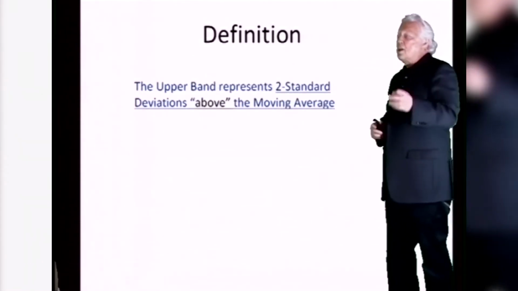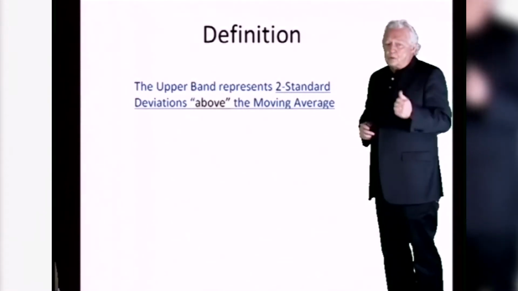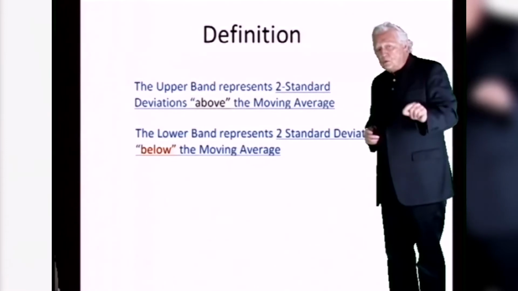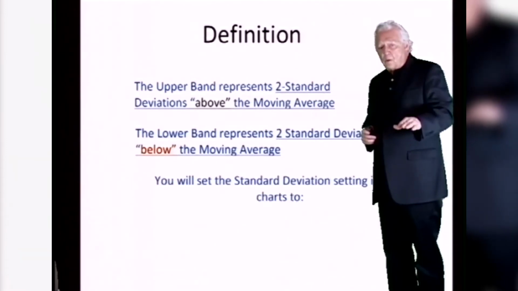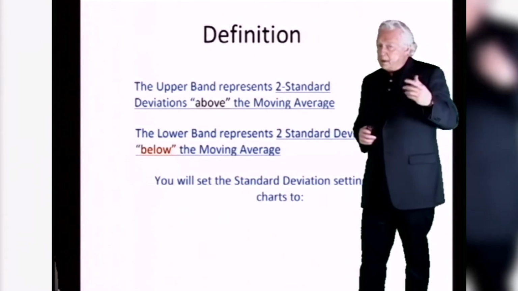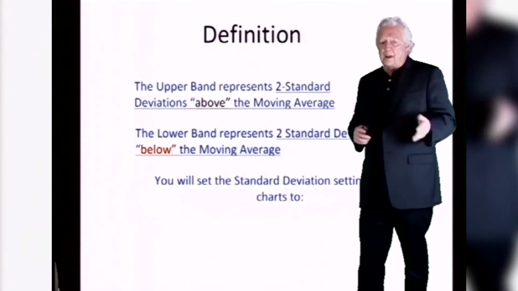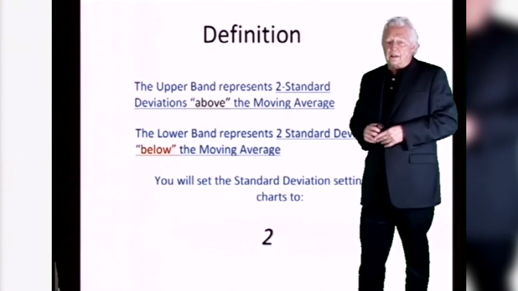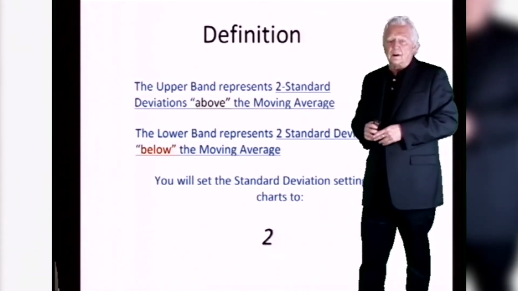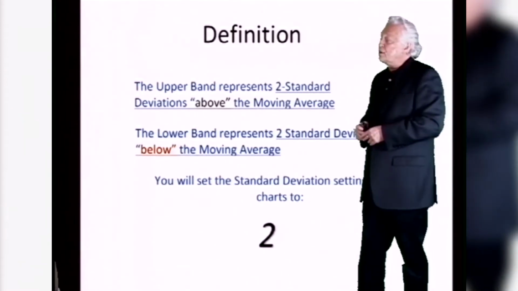The upper band represents 2 standard deviations above the moving average, the lower band 2 standard deviations the other way. The rationale here is if you did it only 1 deviation away, you'd be about 65, 68%, and by having 2, you're at 95%. So I want you to set your chart deviation, if you have the study, to the number 2 and work from there.